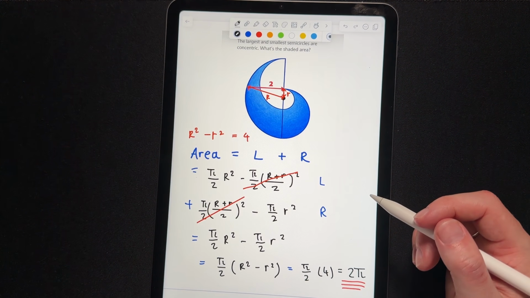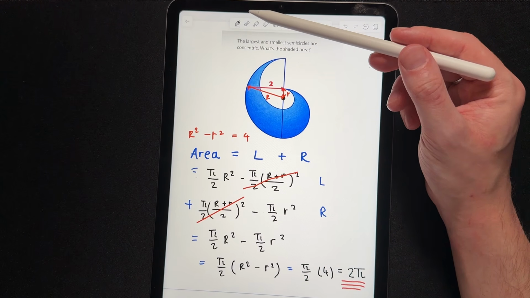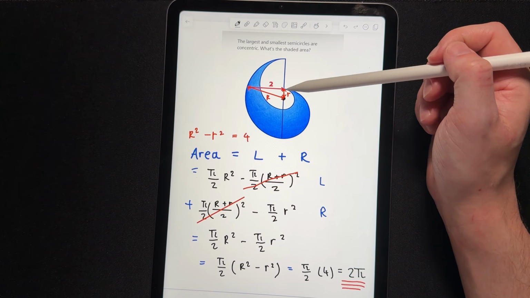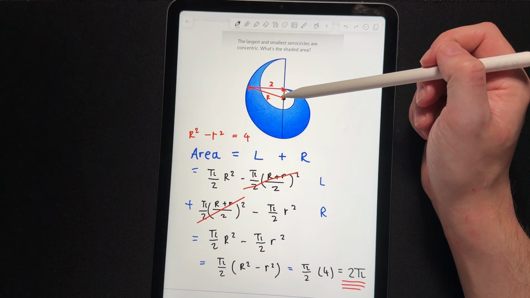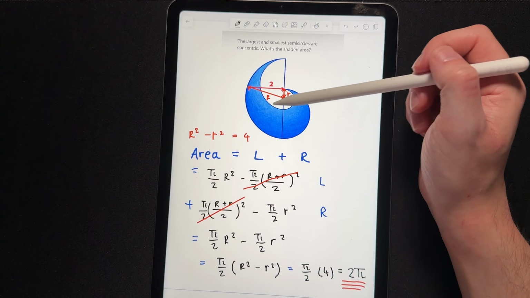So once again, to recap the entire problem, because that was so much fun, a little bit of working out with Pythagoras to try and work out what capital R squared and little r squared could be.